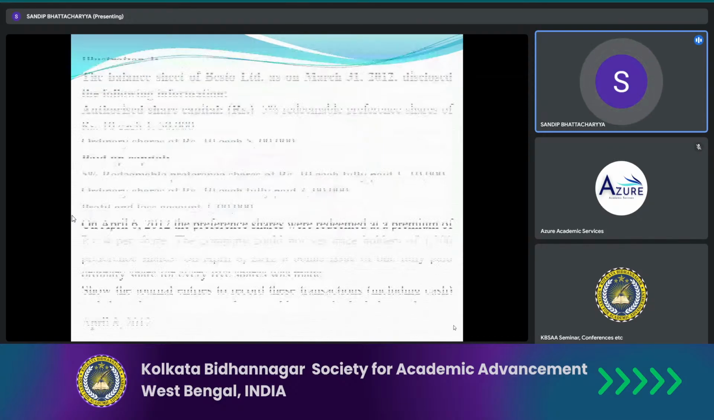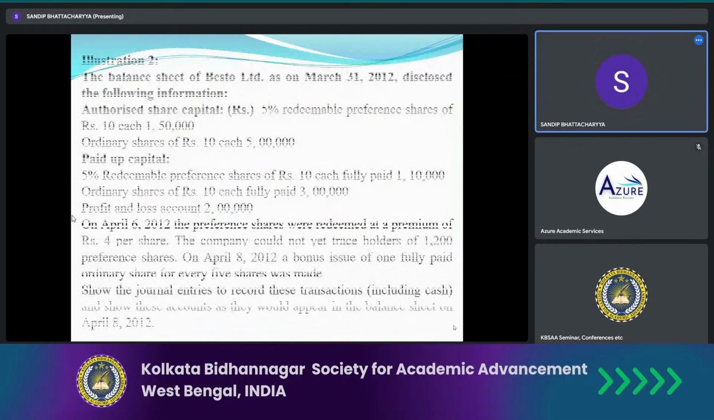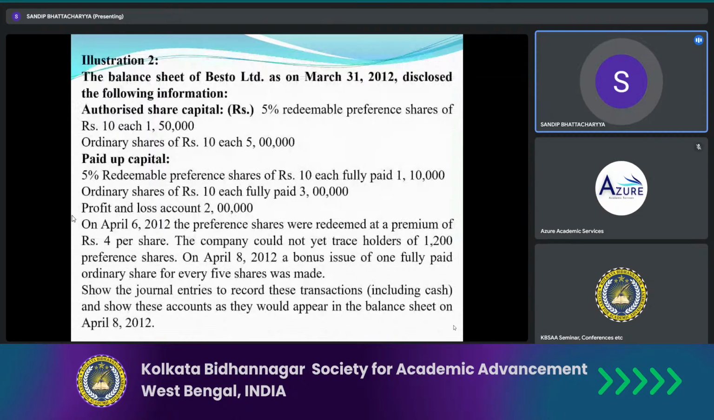See illustration number 2. The balance sheet of Besto Limited as on 31st of March 2012 disclosed the following information. The authorized capital is 5% redeemable preference shares of rupees 10 each, that is 1,50,000, and ordinary shares of rupees 10 each, that is 5 lakh. These are the authorized capital.